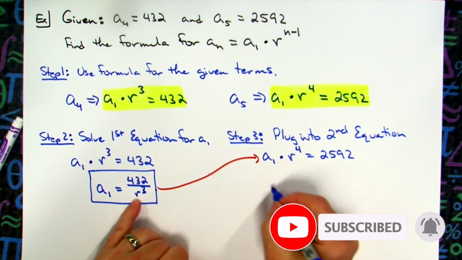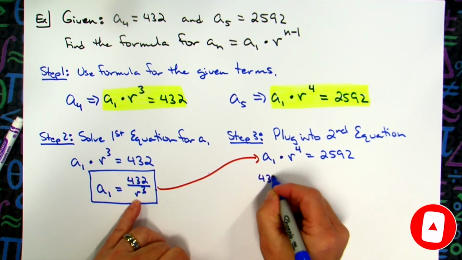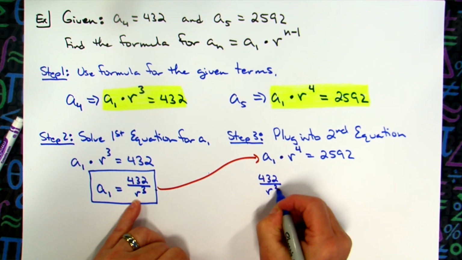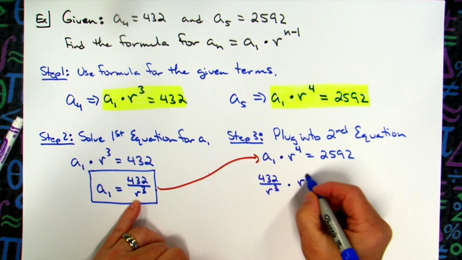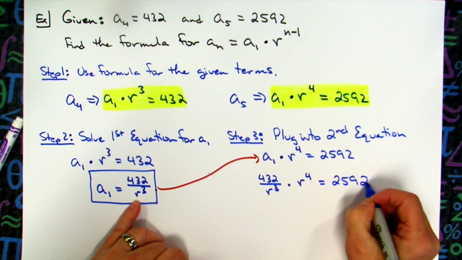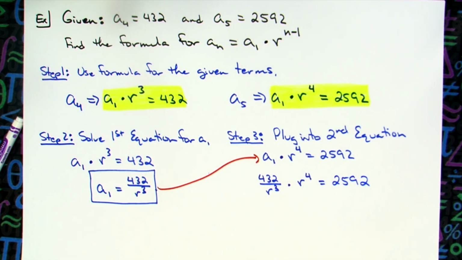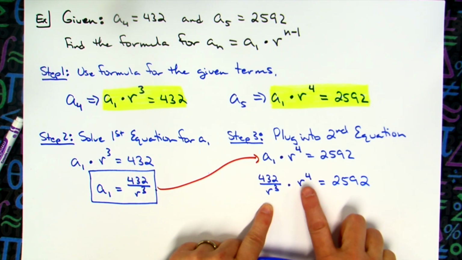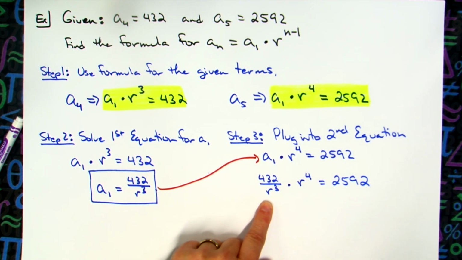So then I'm going to have 432 over r to the third times r to the fourth equals 2592. Okay, so far so good. Now this r to the fourth is on top, this r to the third is on the bottom. That's the laws of exponents, right? R to the fourth on top, r to the third on the bottom.